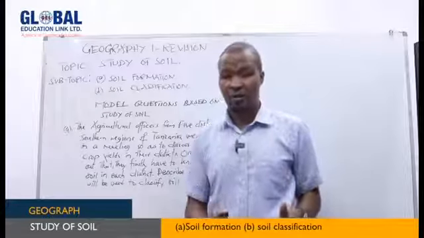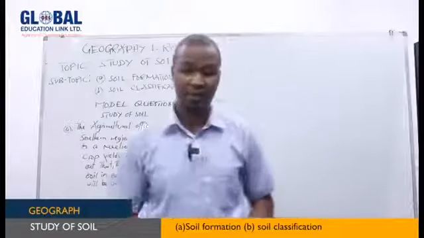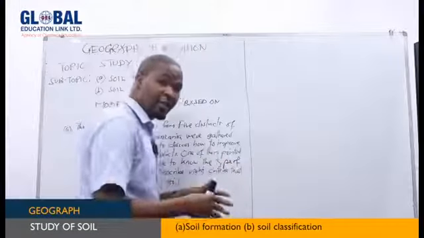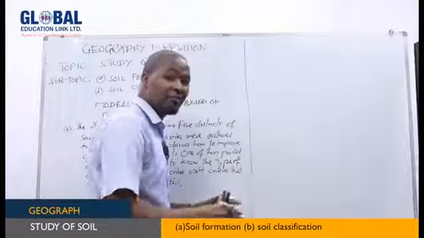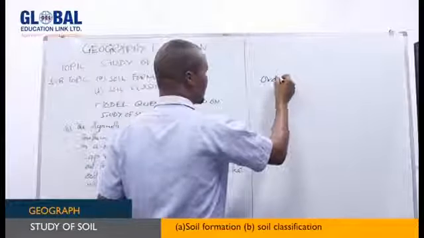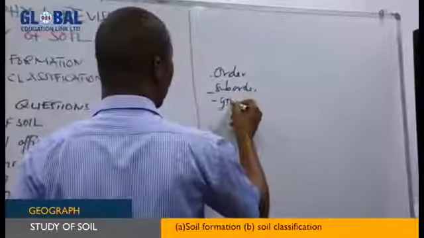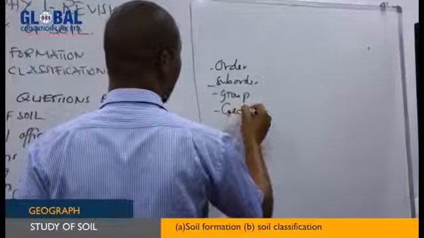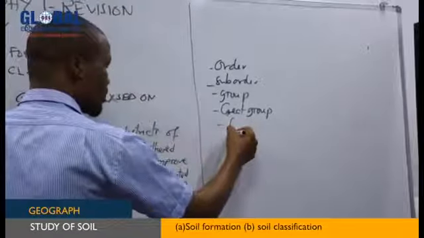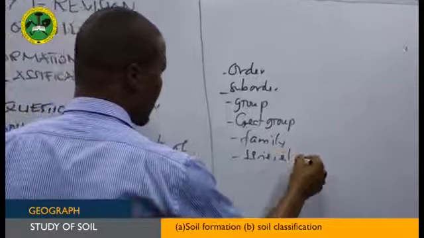As you remember, the soil classification system is cumbersome. Why? Because it involves a lot of criteria. Sometimes you may find that many years ago, geographers classified soil according to different groups. Some classified soil according to order, suborder, groups. Some classified soil according to great groups. Some classified soil according to what you call family, series, etc.